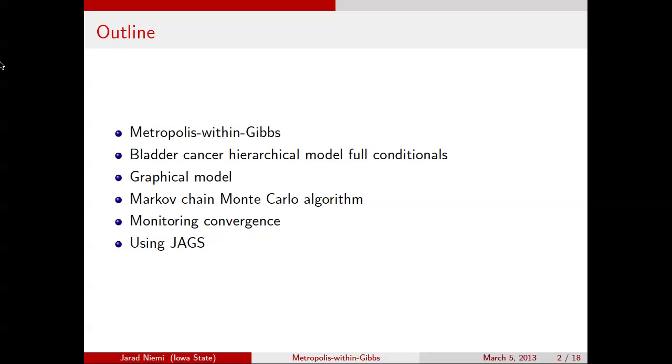And then we're going to look at convergence. At the end, we're going to talk about using JAGS, which we've done before. But what we haven't tried before is to look at convergence of our MCMC in JAGS. So basically, the idea today is to go through this bladder cancer hierarchical model and write up our own Gibbs sampler, or our own MCMC algorithm, to sample from the posterior.